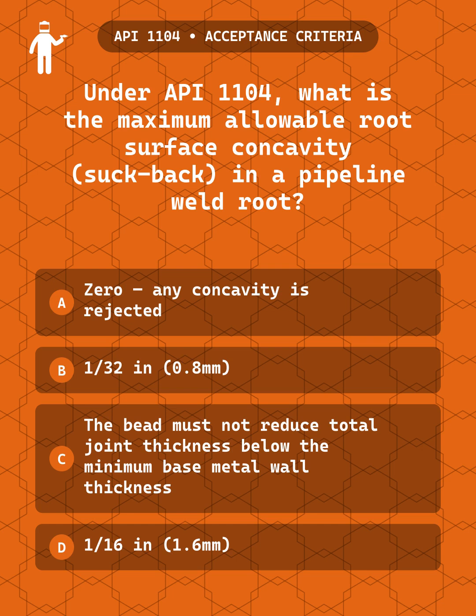Question 5. Under API 1104, what's the maximum allowable root surface concavity, also called suckback? Is it A, 0, any concavity is rejected, B, 1/32 of an inch, C, the bead must not reduce total joint thickness below the minimum base metal wall thickness, or D, 1/16 of an inch?